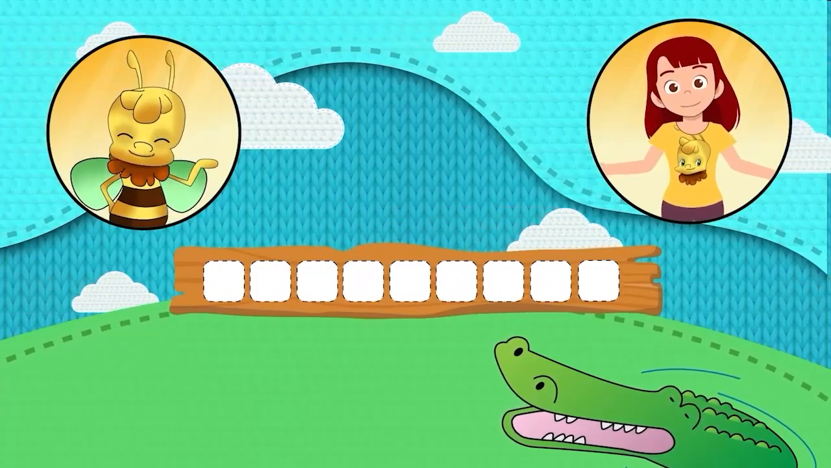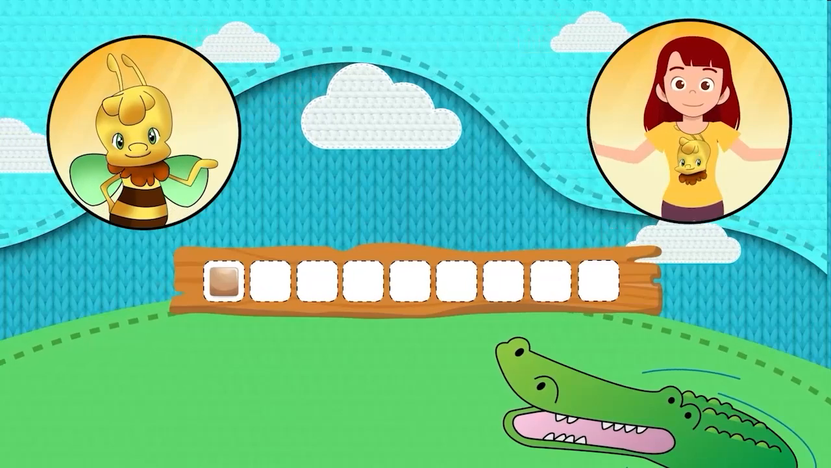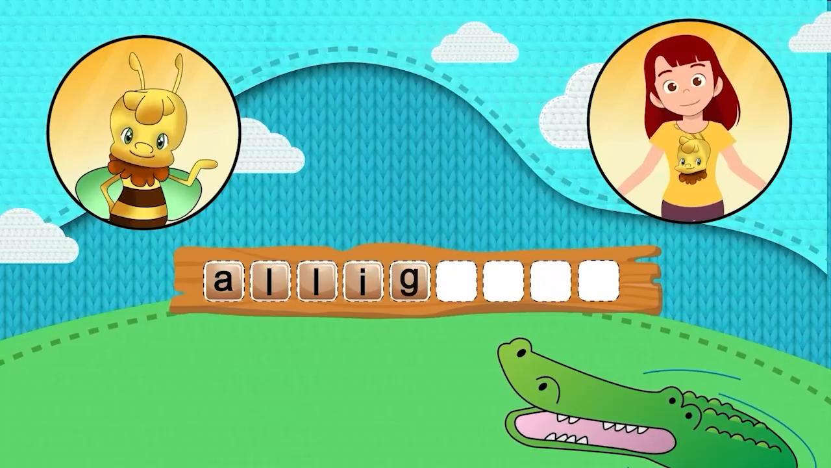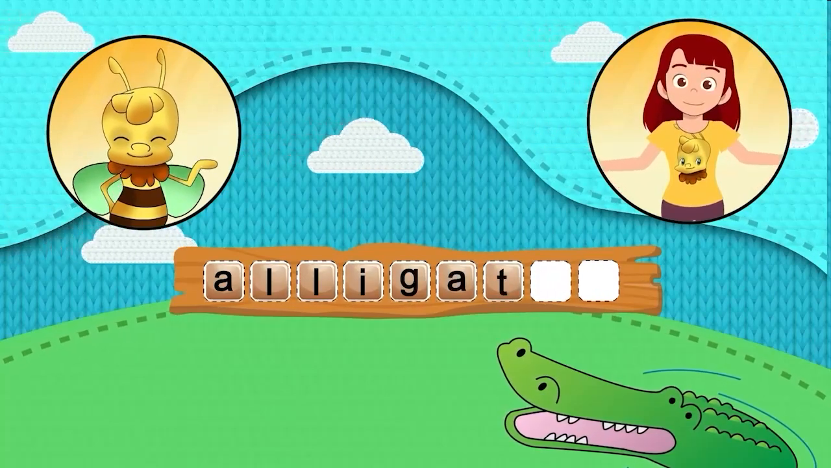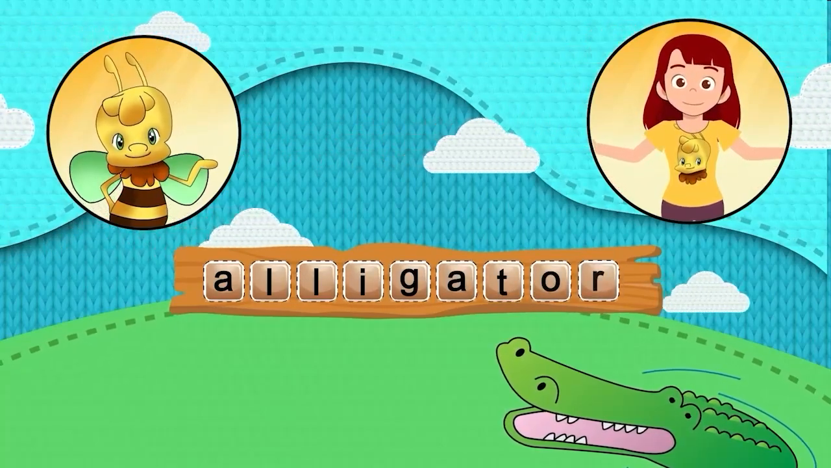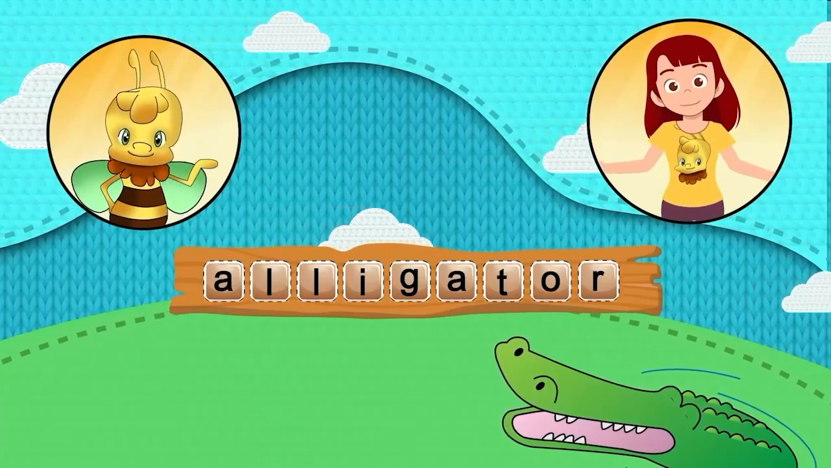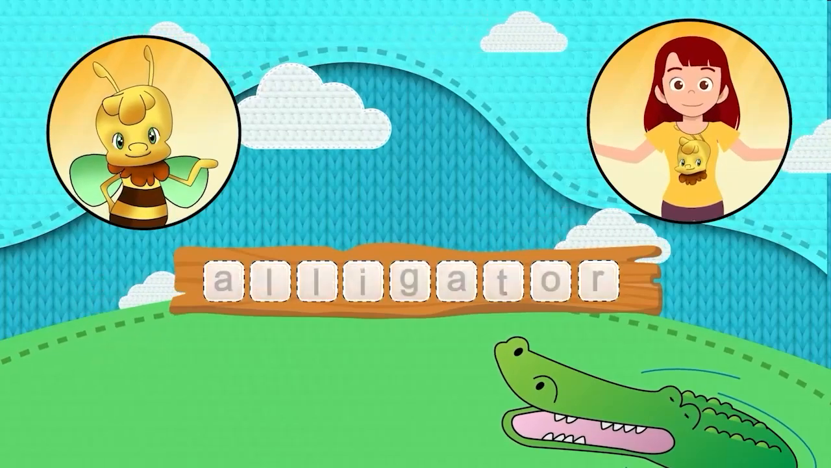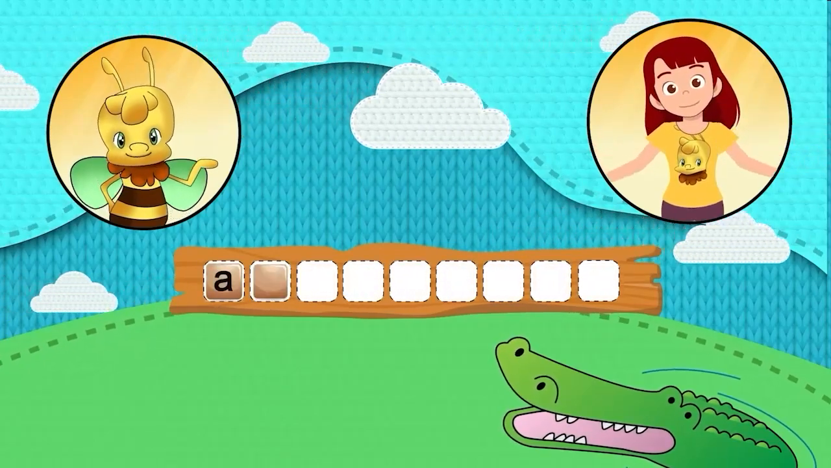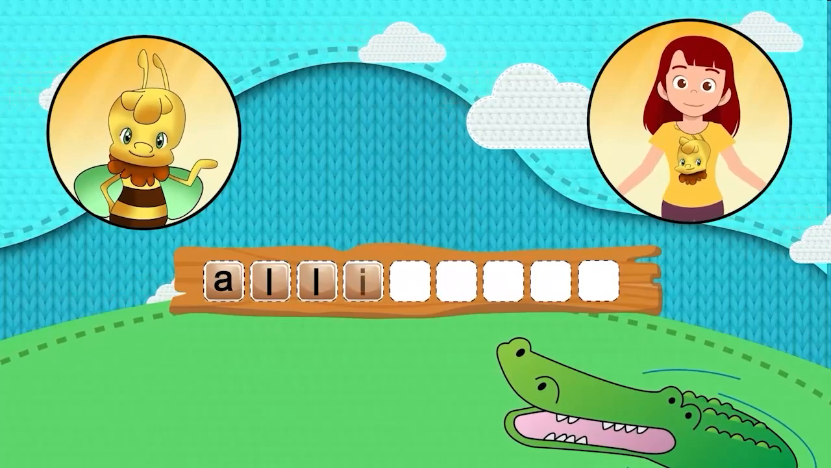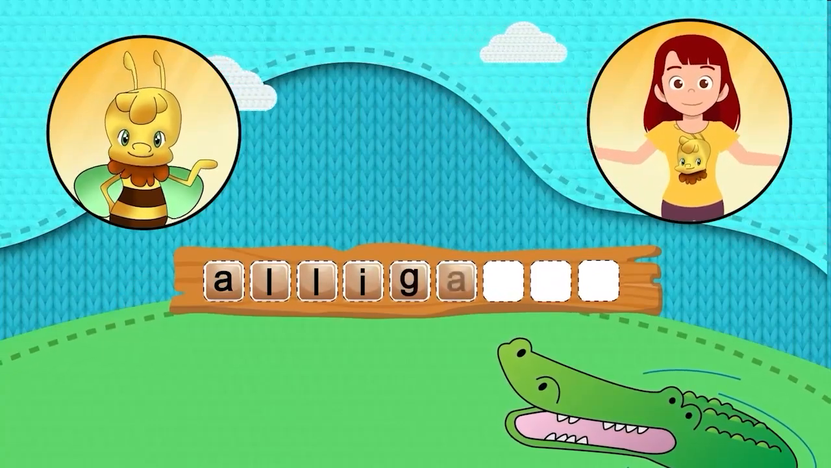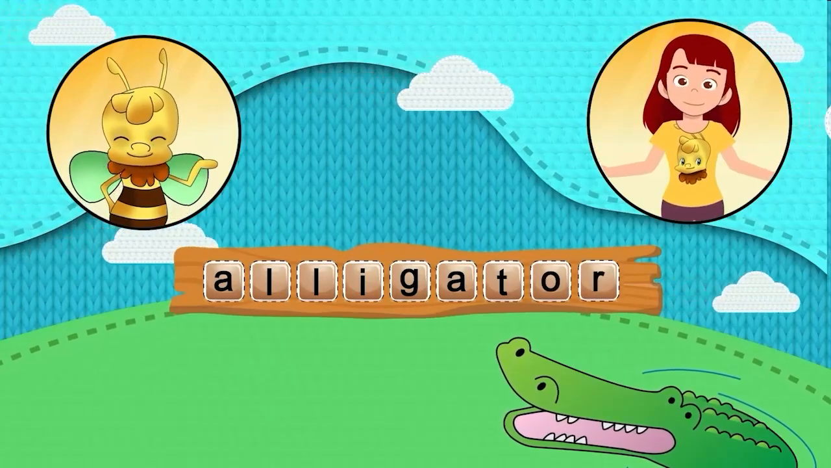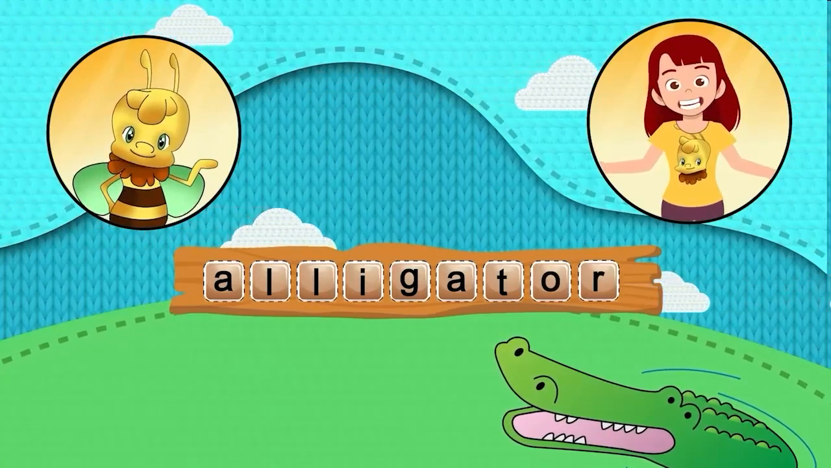Alligator. How do you spell your name? A-L-L-I-G-A-T-O-R. Wow! That's a long name. Alligator, will you spell it again? A-L-L-I-G-A-T-O-R. It's an amazing name for an animal.